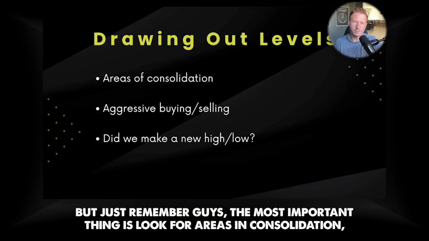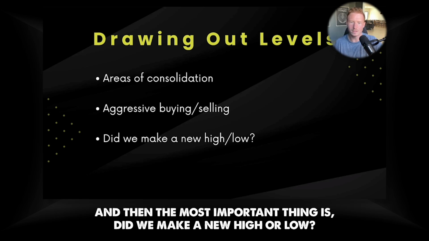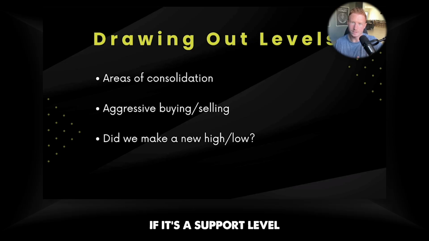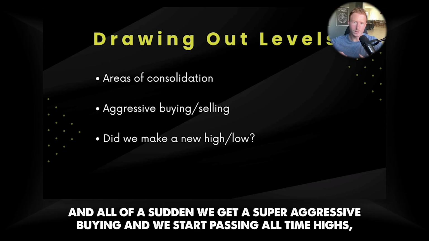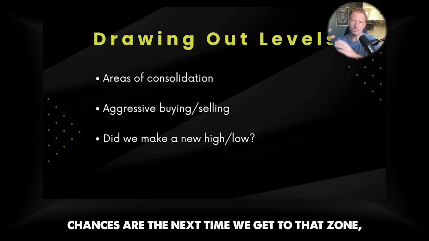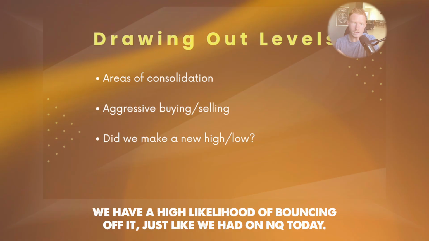But just remember, guys, the most important thing is look for areas in consolidation. Look for aggressive buying or selling. And then the most important thing is, did we make a new high or low? That's going to determine how strong or weak that zone is, right? If it's a support level and all of a sudden we get super aggressive buying and we start passing all-time highs, we start passing the last high, chances are the next time we get to that zone, we have a high likelihood of bouncing off it, just like we had on NQ today.